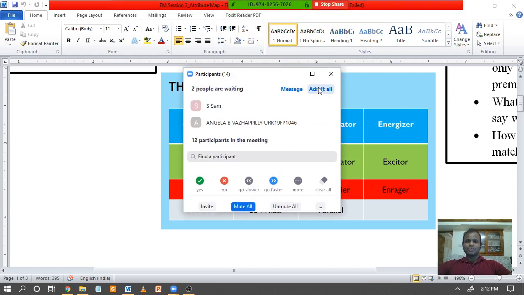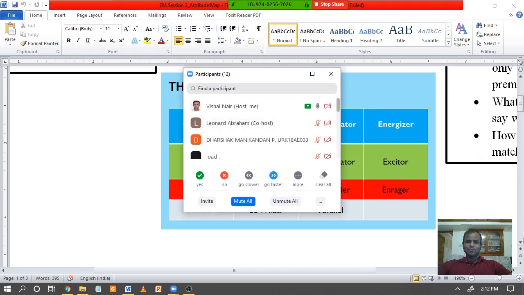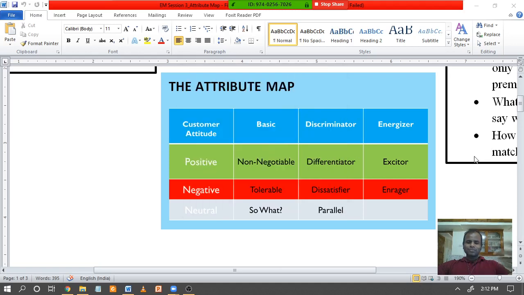a more interactive session today. Some of you asked with respect to the attribute map that we discussed in the last class. Some of you asked, sir, to put things into perspective, what would be the relevant questions to be asked with respect to this attribute map? That was a very genuine question.